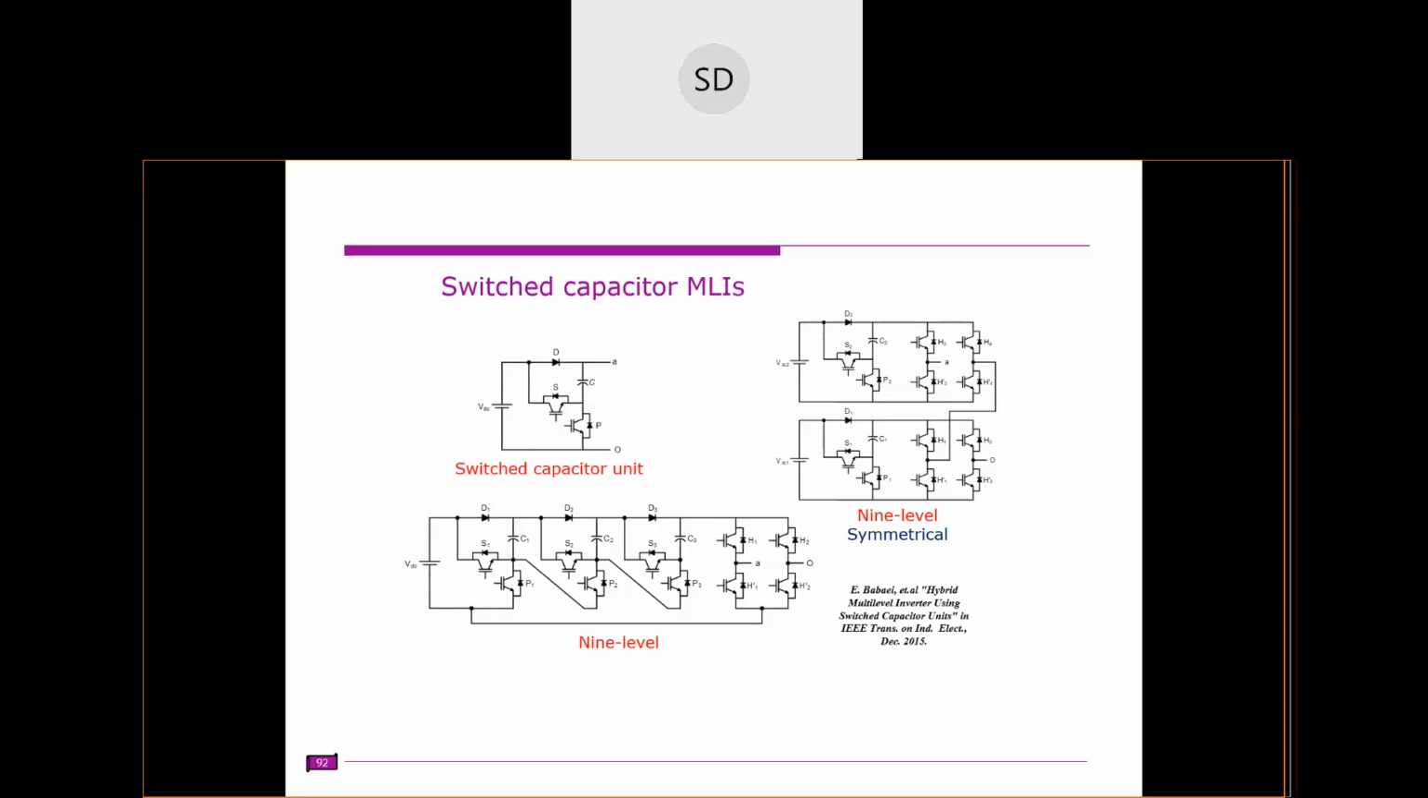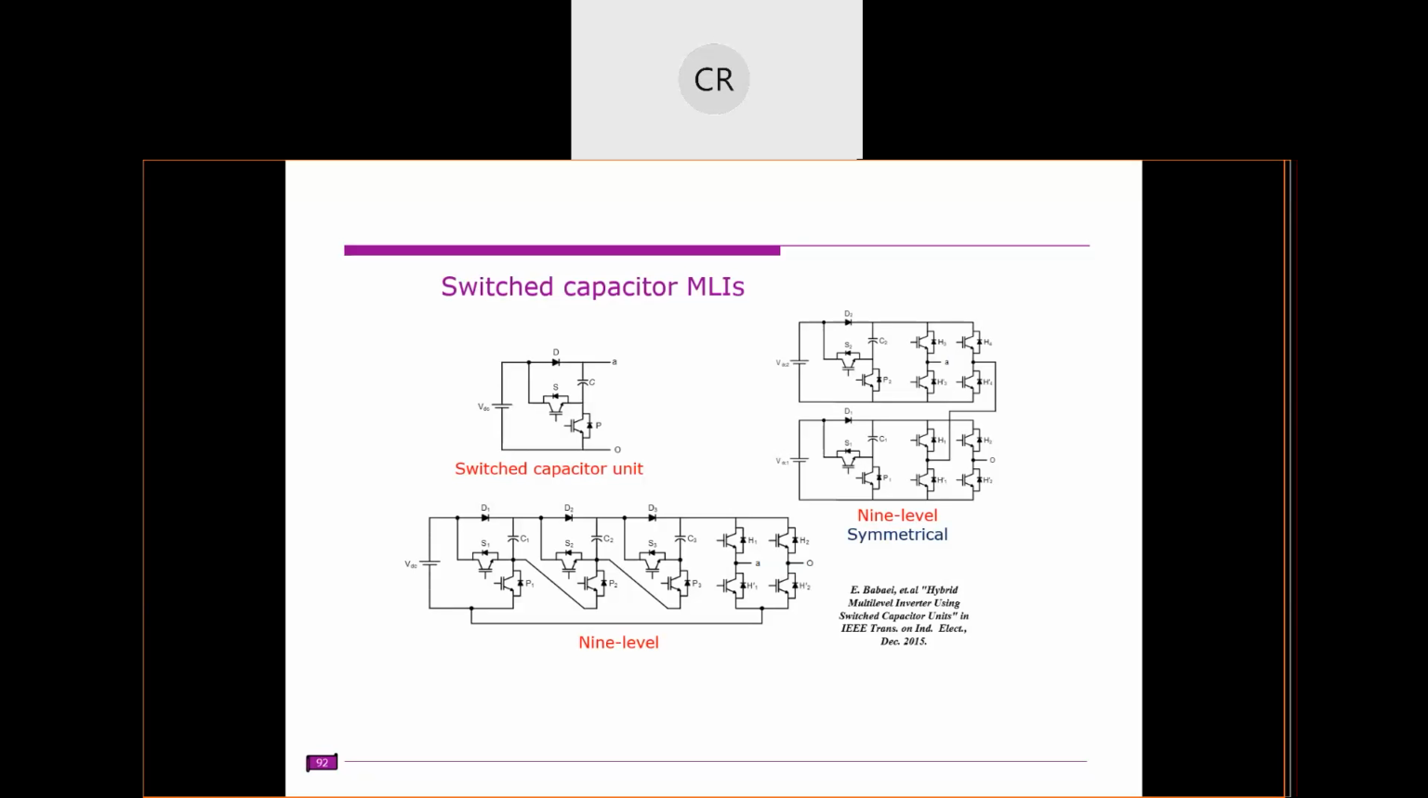P, sir. Right, if you turn on P, what will happen? It will charge. Capacitor C1 will charge.